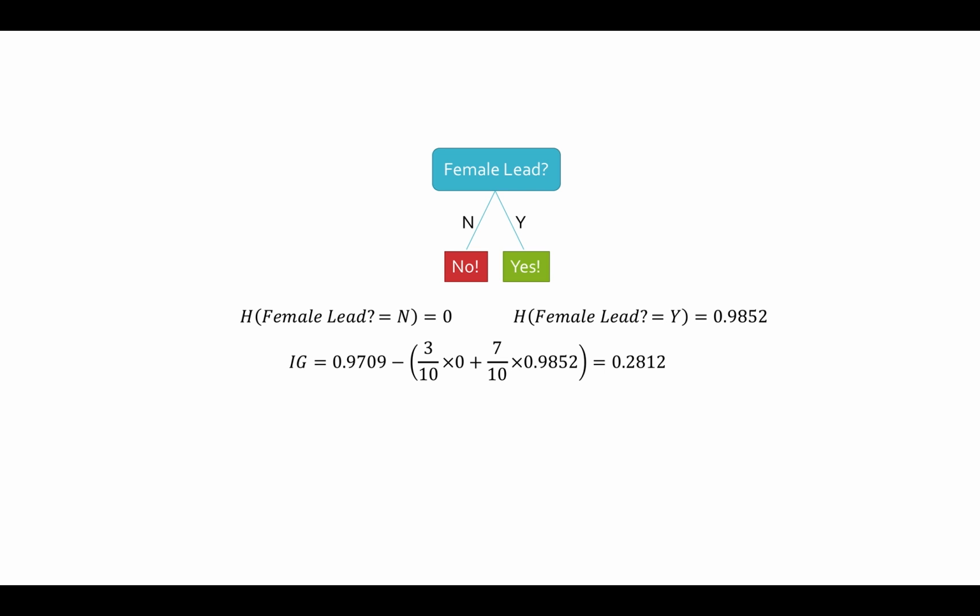Calculating information gain, we know there's 3 samples on the left side and 7 samples on the right side, and it gives us an information gain value of 0.28, which is the highest one we've seen so far.